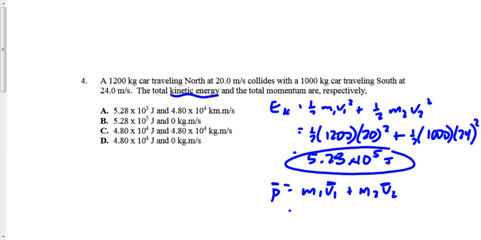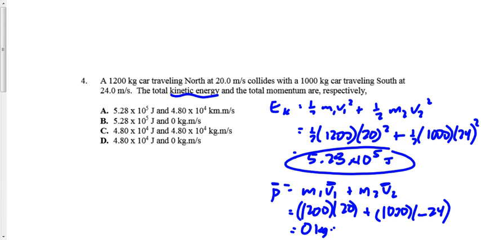What do we got here? 1,200 times 20 plus 1,000 times 24. Is that right? Well, notice the space that I've left in front of the 24. Kind of made it a little obvious. How come I left that space? Well, that should be negative, because momentum is a vector. Add these up gives me 0. Is it possible to have 0? Sure. The momentum of one cancels out the momentum of the other.